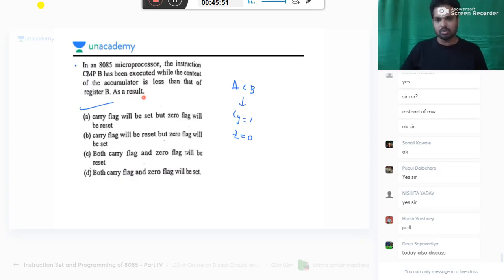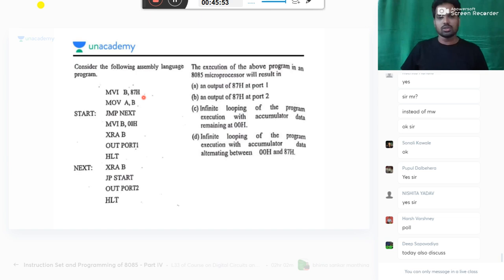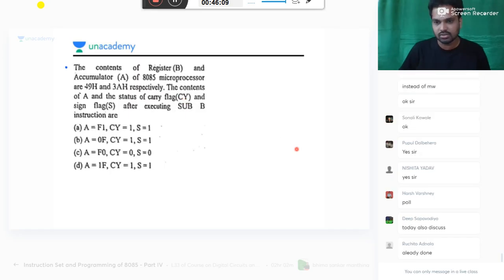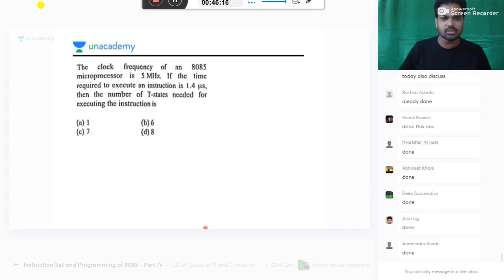Today also one problem we have. So the next question, jump not required. The content of register B and accumulator. If you want a DPP today, I can provide you, just remind me at the end of the class. This is already done. Done? Okay, if you say done, it is done. Okay, this is a simple question. Try it.